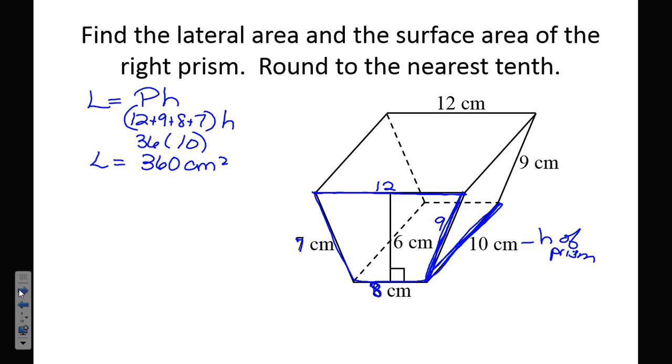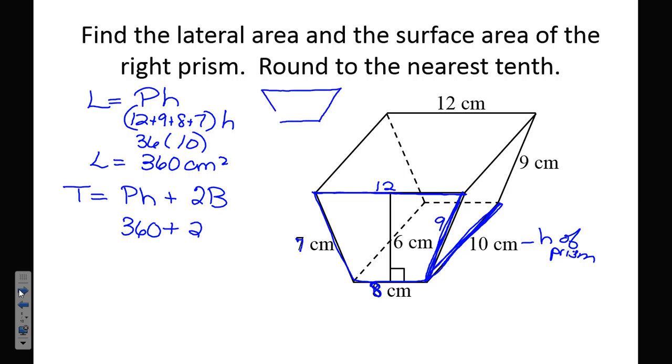Okay. Now to find the total surface area, you need to take the lateral surface area and add on 2 bases. So we're taking that 360 and we're adding on 2 of these bases. So first we have to find out what our bases are. Anybody remember how to find the area of a trapezoid? Something times height, right? It's actually got 2 bases. Those parallel lines are your bases.